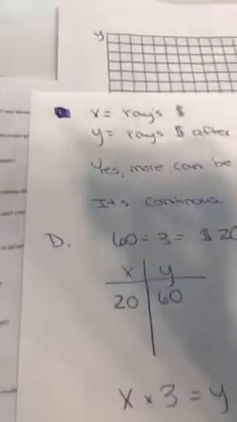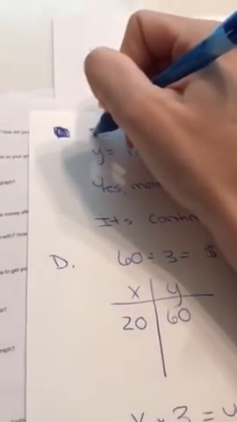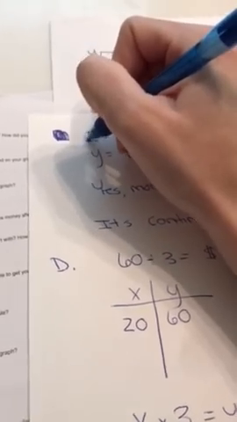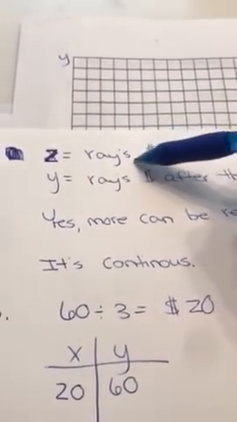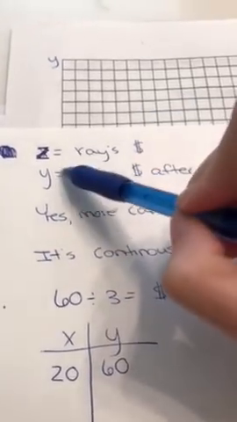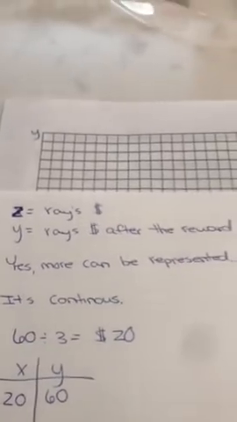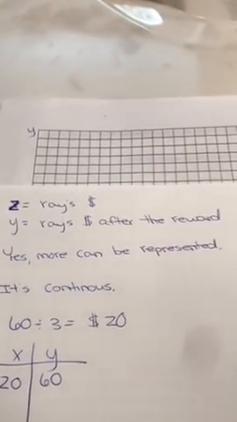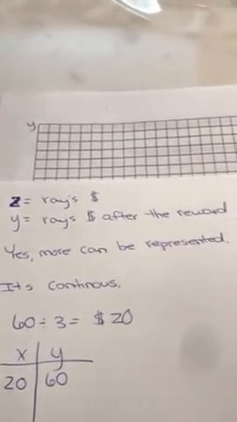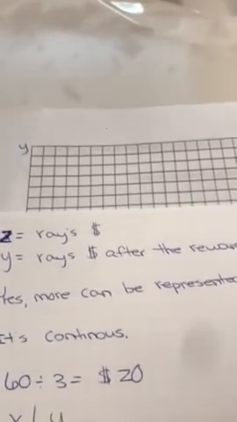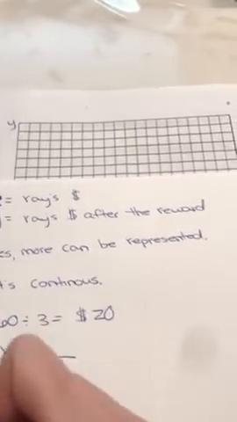We labeled, and we didn't use X. I'm going to have to change that. We use Z. So we used Z here to represent raised money. That Y-axis we use to represent raised money after the reward. Okay, so that is how we represented our data, and that's how we labeled the axis right there. So make sure you put that in there.